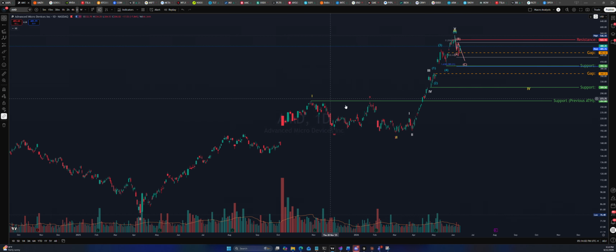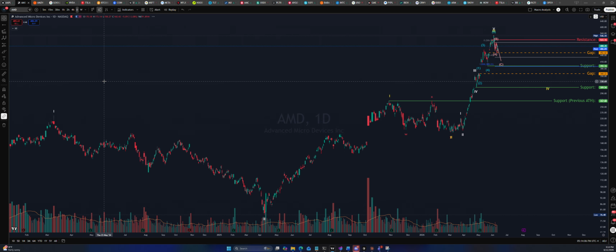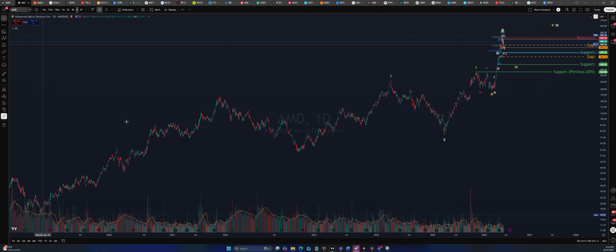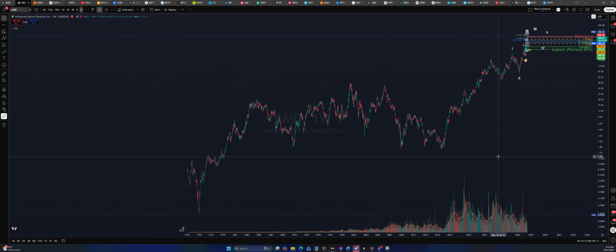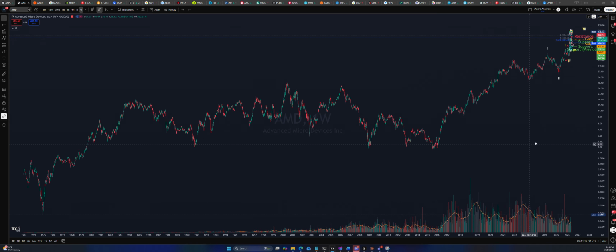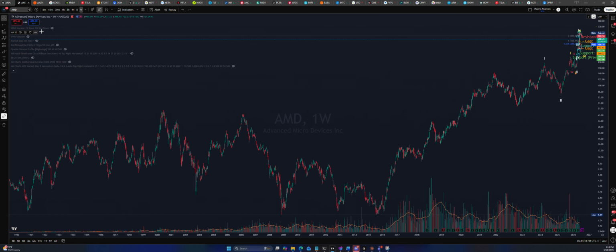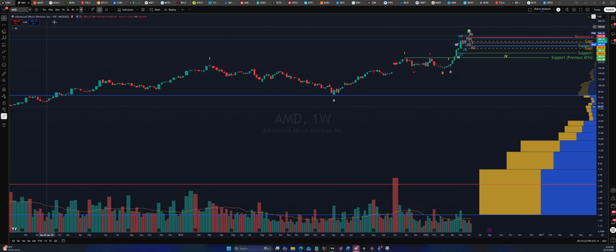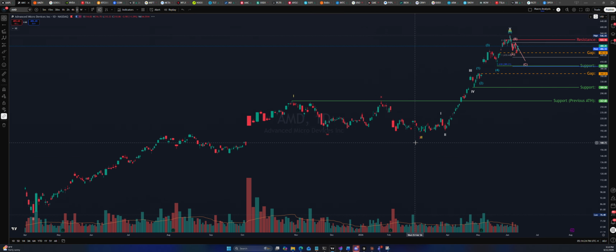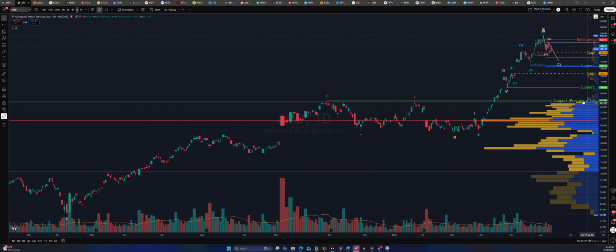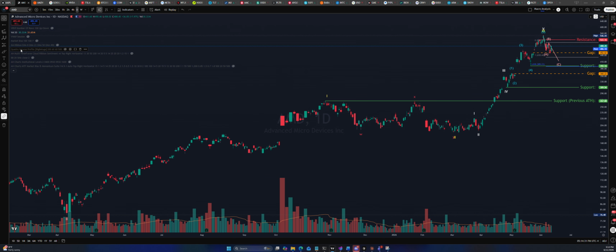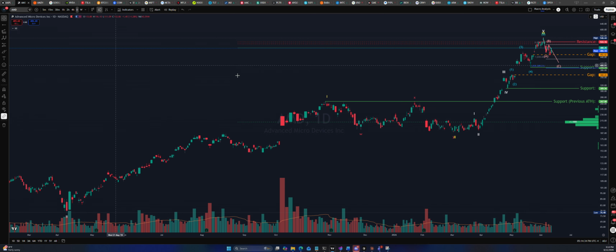AMD had a reaccumulation, which is over here. This was a reaccumulation. I want to show you something. I use volume profile as well, and volume profile is important. Go back to the daily chart. Here you go. Look at the volume. Now I have another volume profile that I use that shows the buying and selling.